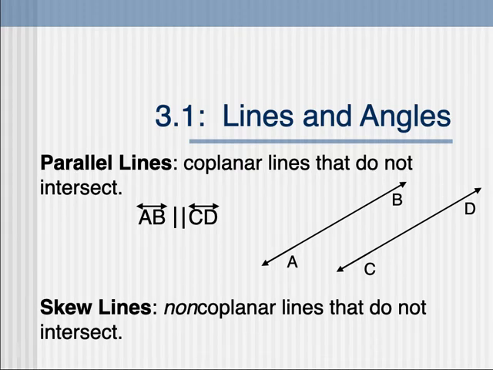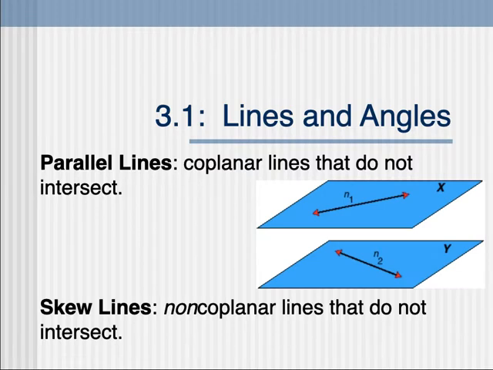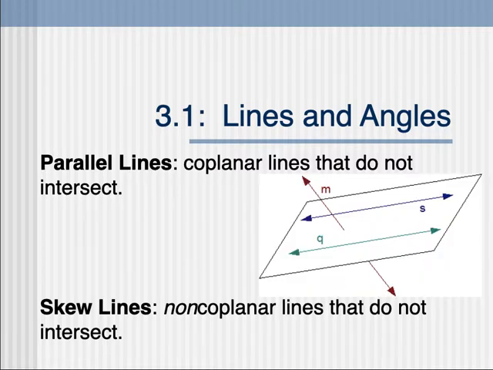Skew lines are non-coplanar lines that do not intersect. So notice how the only difference in the definition between skew and parallel is the word coplanar in parallel and non-coplanar in skew. Here's some examples of what skew lines might look like. Being non-coplanar and never intersecting might look like this. Your two lines might be on completely different planes, one above the other, and therefore never intersect because of that. Or you could have a skew line compared to other lines that never intersects them because it only briefly passes through the plane the other lines are on, like line M here.